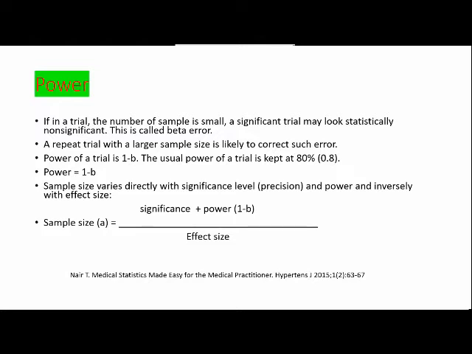So a trial with a larger sample is likely to correct such an error, and we need the power of the sample. The power of a trial is nothing but 1 minus beta. The usual power of a trial is kept at 80%, and the sample size is directly related to the significance level and power, and inversely related to the effect size. So sample size calculation is nothing but significance plus power (1 minus beta) divided by effect size.